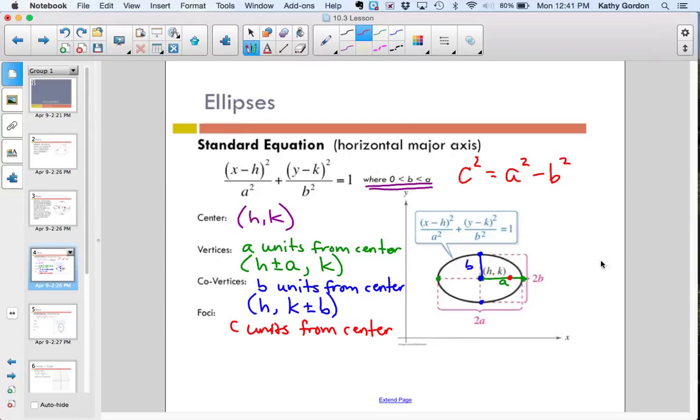Okay, so this is how we find C, and then once we find C, is it going to affect the H or the K? H. Back to H again, because we're back to being on the major axis for those points. So this is going to be back to H plus or minus C, and then the K, and that's how you get the actual ordered pairs for your foci.